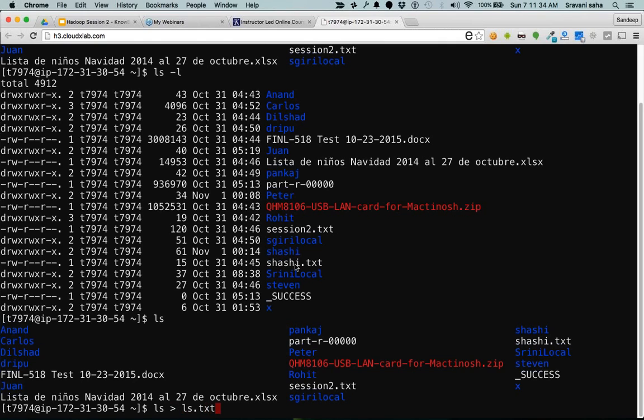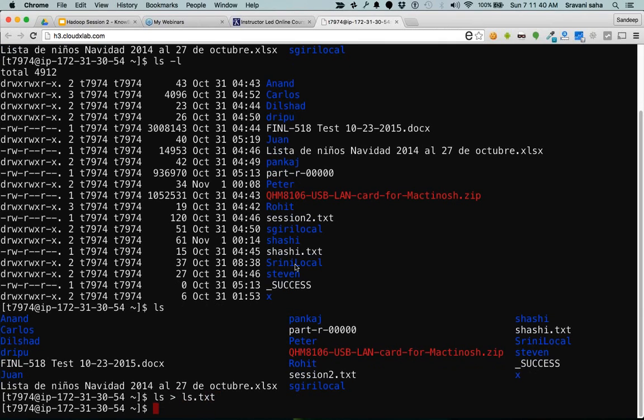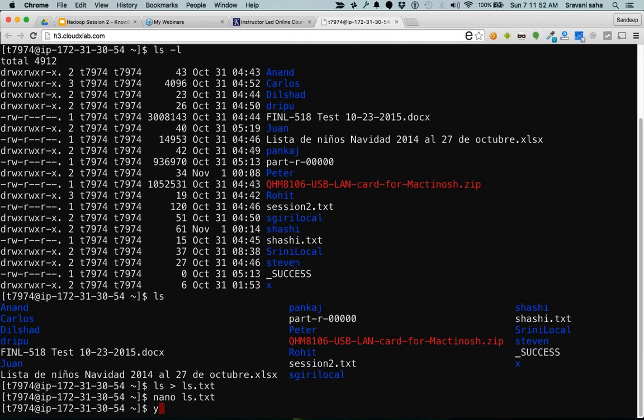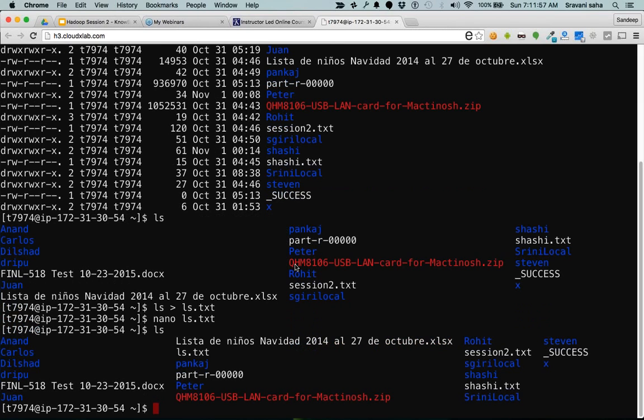So we are writing the output of ls to ls.txt. So ls, instead of giving us the output, gave it to ls.txt. If you have a look at what is inside ls.txt, you will find that whatever it gave us on the screen, it has saved to the disk.